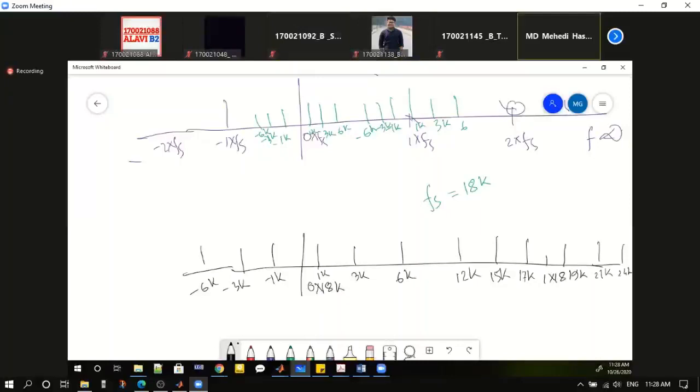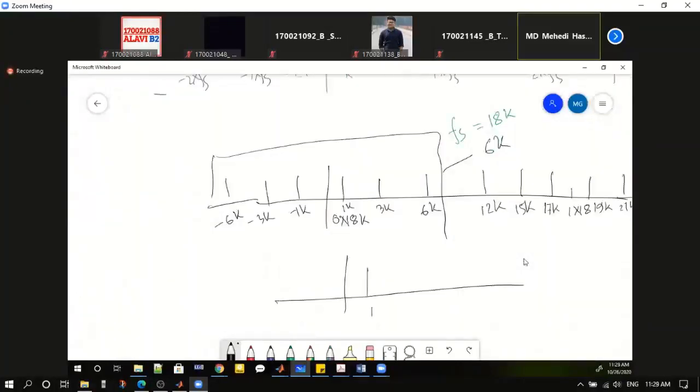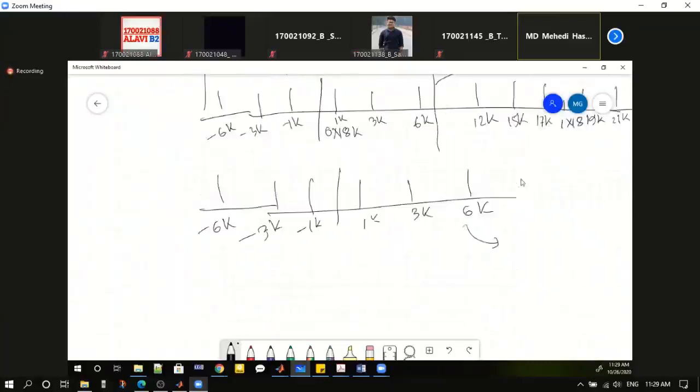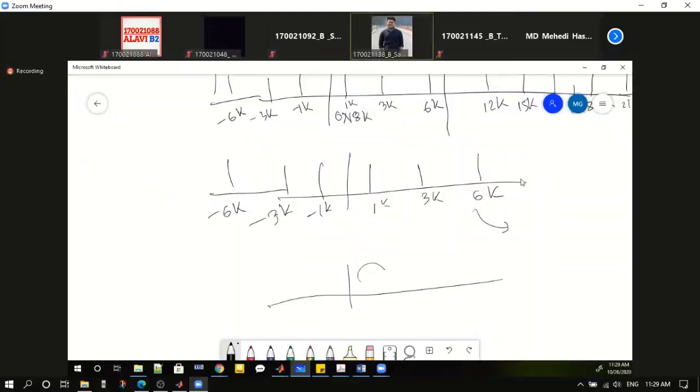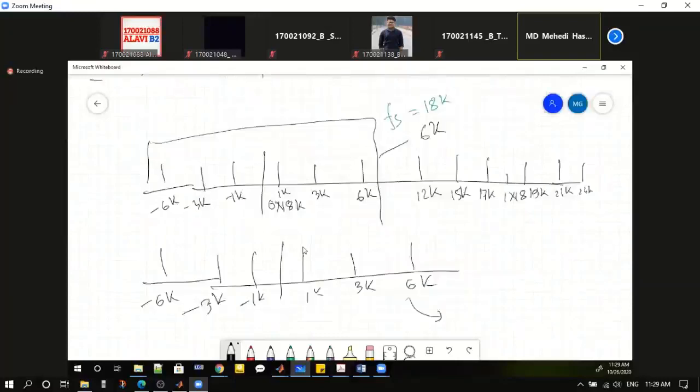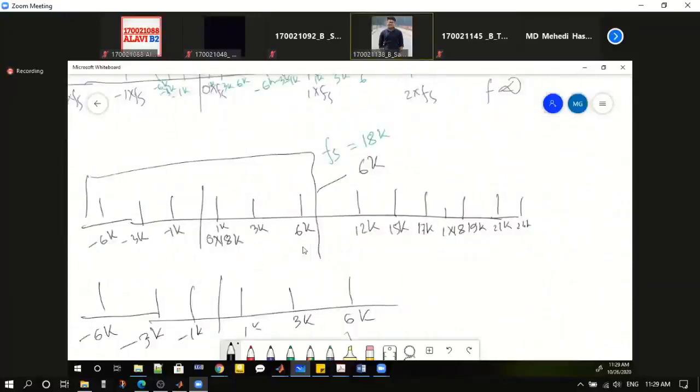Now, this is the sampled version, which will be processed inside your digital device. At the receiving end, when you are hearing through your microphone, the signal is passed through a low pass filter whose cutoff frequency is 6k. After the filter you get 1k, 3k, 6k, minus 1k, minus 3k, minus 6k in the frequency domain. If you convert back to the time domain, you hear the original. So if you don't have aliasing, you retrieve your original signal.